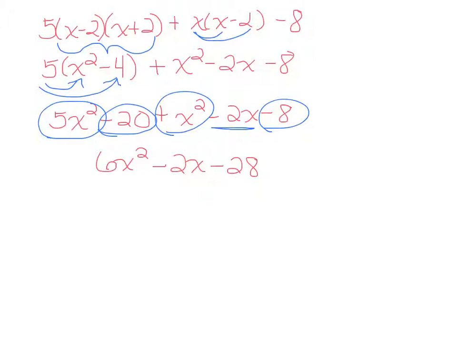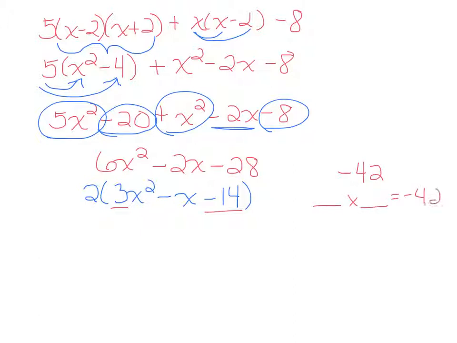Now let's try factoring this trinomial. First thing I notice is that they all have 2 in common, so we can pull out a 2. Now we'll use the grouping method to factor this trinomial. If we multiply the first and last numbers, we find a negative 42. We need two numbers that multiply together to give us negative 42, but add up to give us the middle number of negative 1. And this is going to be negative 7 and positive 6.